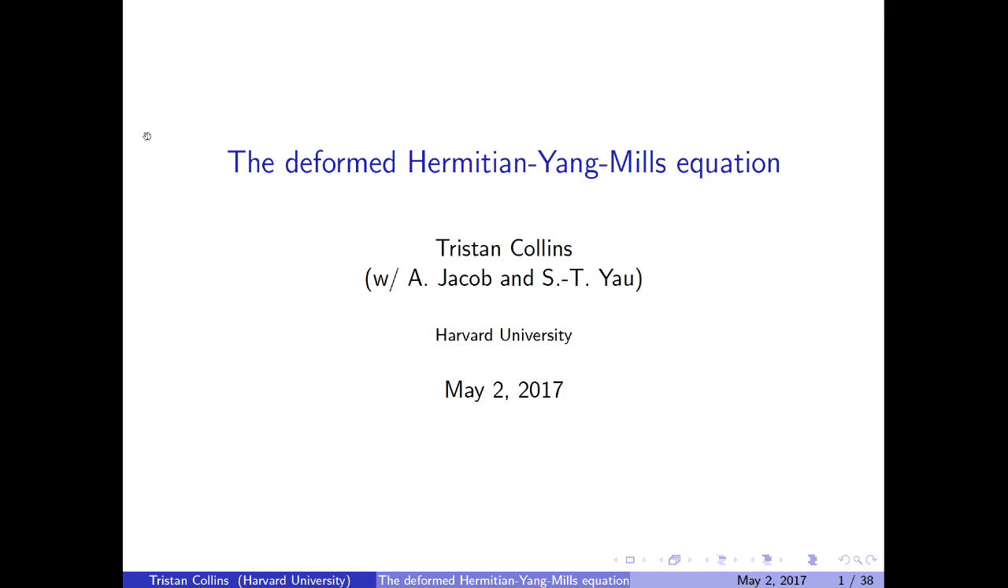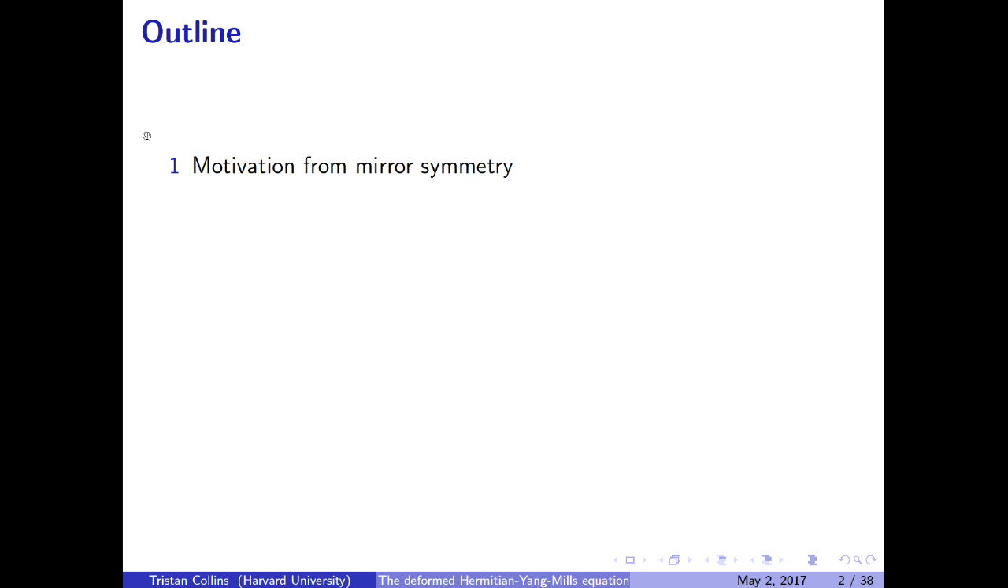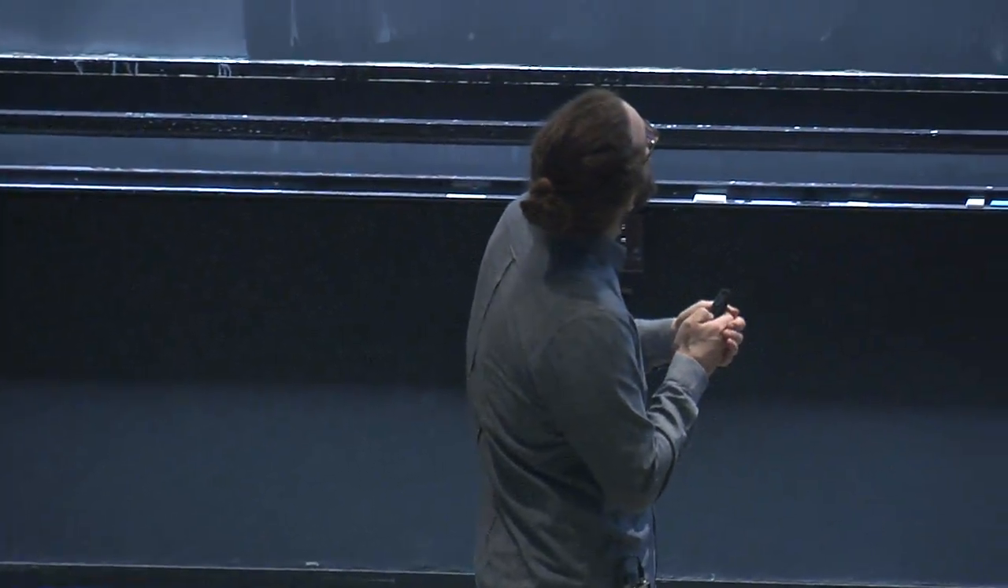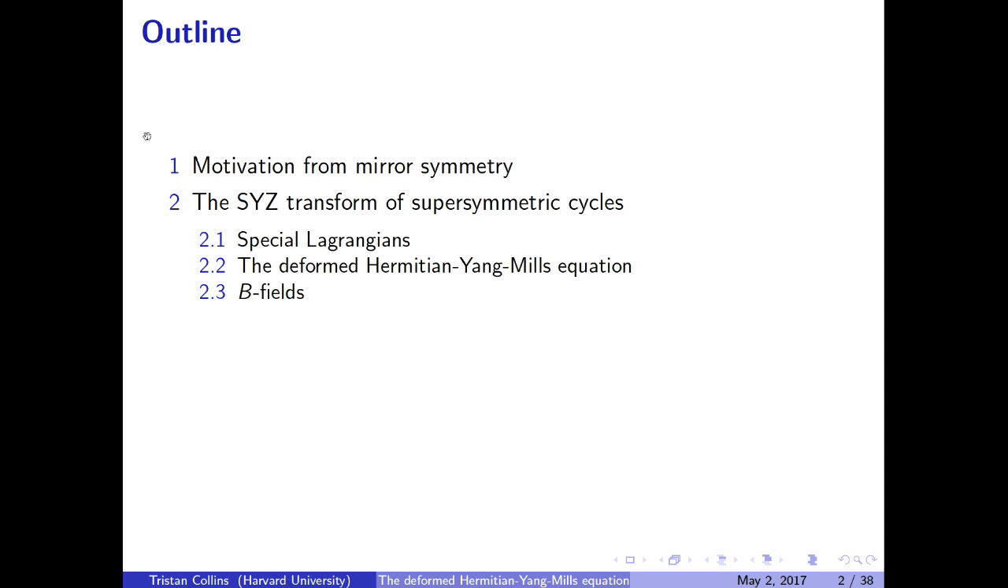So roughly, the talk is going to be in 3 parts or 5 parts. The first part, I want to discuss the PDE, and in particular, I want to motivate it from mirror symmetry, because if I just wrote it down on the board, you might say, well, why do you care? It's not something that I just made up. In particular, I want to discuss this SYZ transform of supersymmetric cycles, the relation to special Lagrangians, the deformed Hermitian Yang-Mills equation, and then maybe I'll say a few words about B fields.